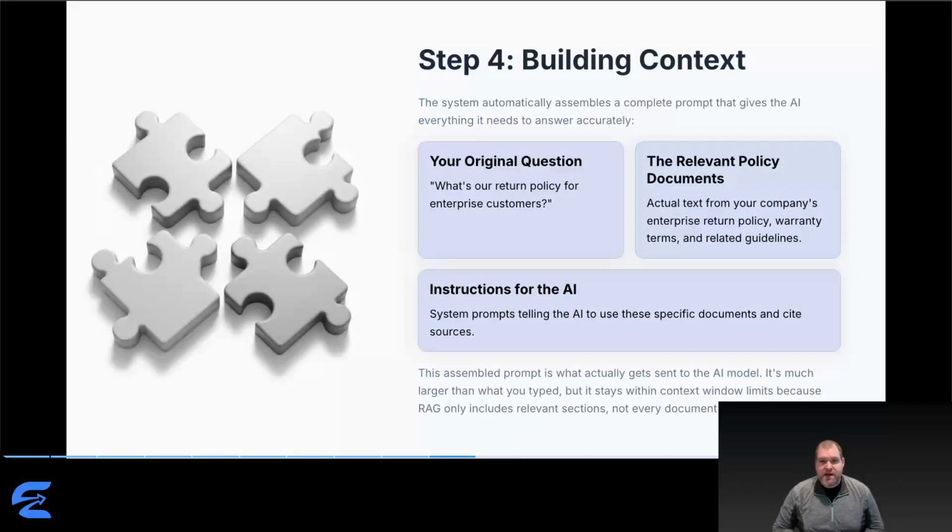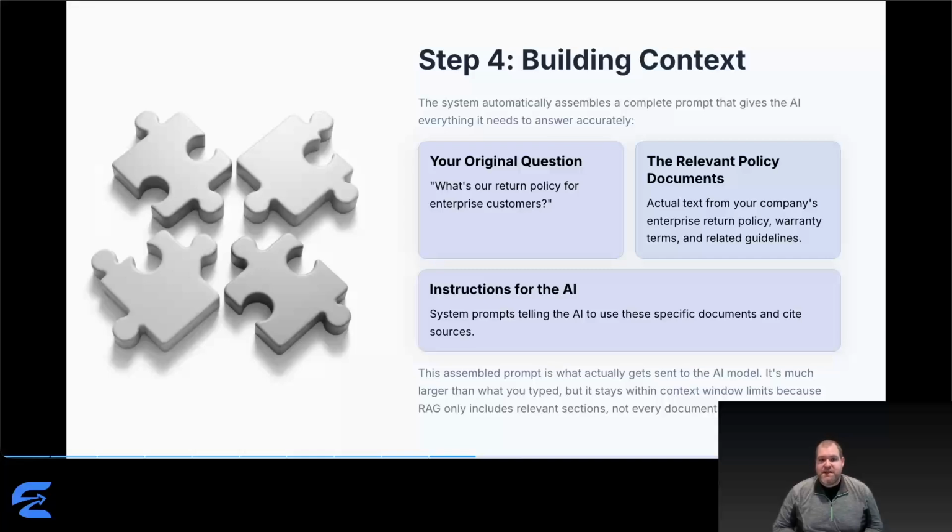Step 4 is where everything comes together. The system builds a complete prompt that gets sent to the AI model. That prompt includes 3 key pieces. First, your original question. Second, the relevant excerpts from your company documents. The actual policy text, the spec sheets, the support articles, whatever's relevant. Third, instructions telling the AI to base its answer on those specific documents and to cite its sources.